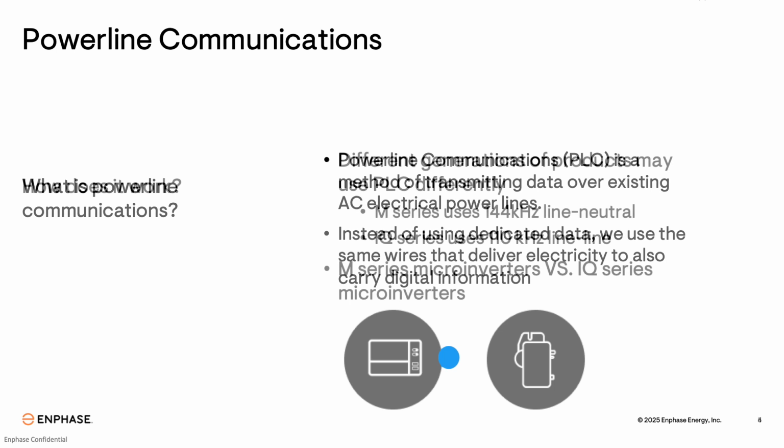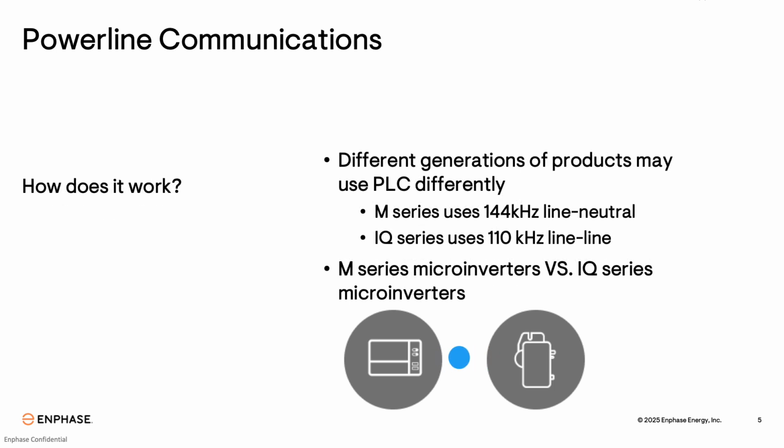So how do we do this and how does it work? Every 15 minutes, the gateway will send a signal using PLC through the power lines to the microinverters using a specific frequency. This frequency piggybacks on the sine wave and will be different depending on which series of inverter you've used in your installation. For the M-series products, the frequency of 144 kHz is used and transmits that signal using line and neutral. For the IQ series products, we're using 110 kHz and transmits line to line.